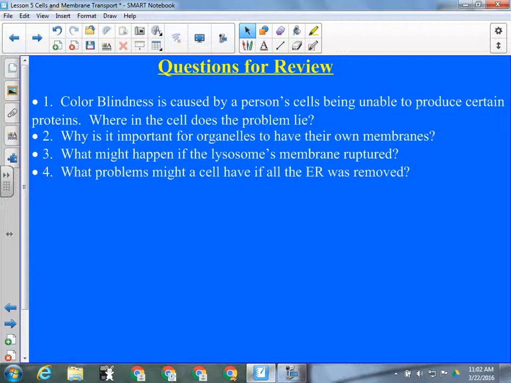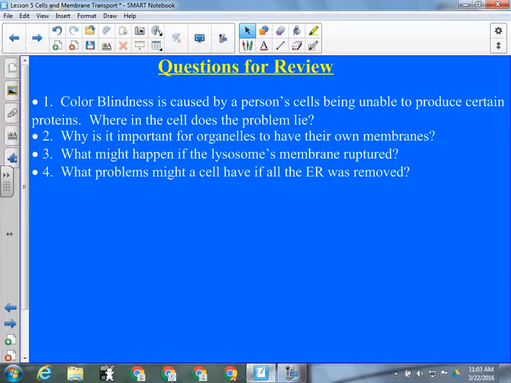Color blindness is caused by a person's cells being unable to produce certain proteins. Where does the problem lie? It's in their DNA, not in their ribosomes. If there was a problem with their ribosomes, they wouldn't be able to produce any proteins. They would die. Not having ribosomes is kind of fatal.